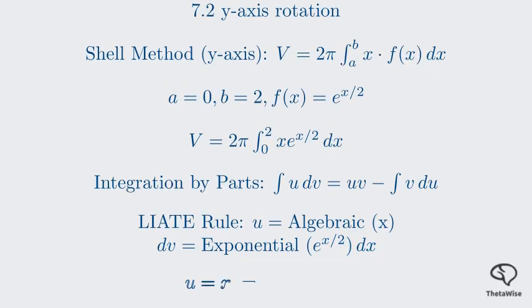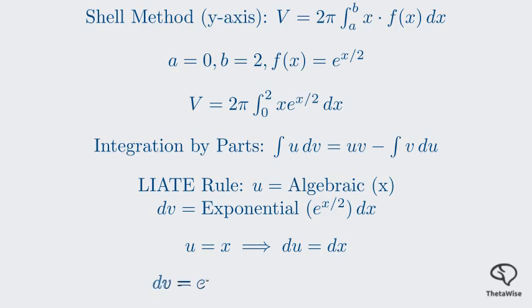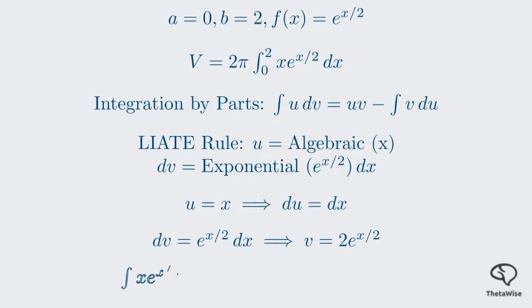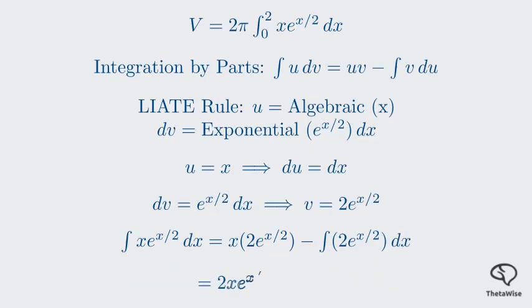If u equals x, then its derivative du is dx. If dv equals e to the x over 2 dx, then v is 2 times e to the x over 2. Now we can apply the formula. The integral of x e to the x over 2 is 2x e to the x over 2 minus the integral of 2e to the x over 2 dx. This simplifies to 2x e to the x over 2 minus 4e to the x over 2. This is the indefinite integral.